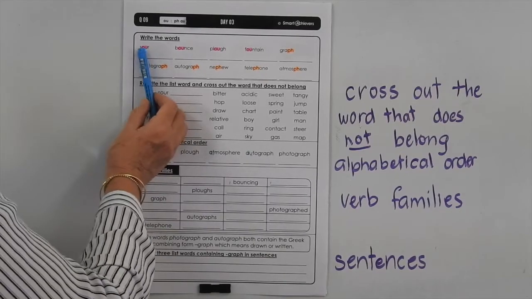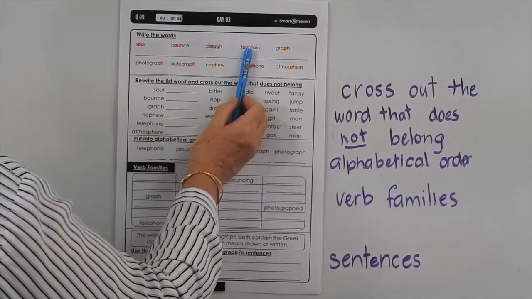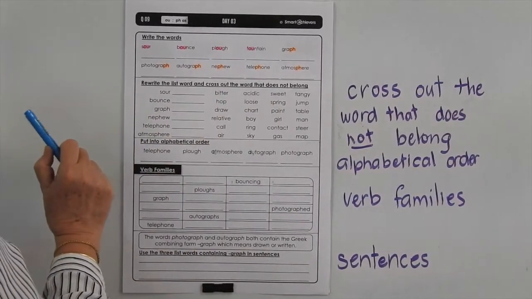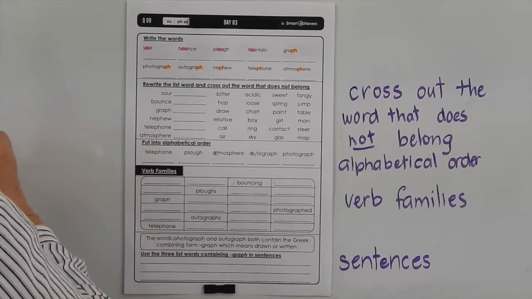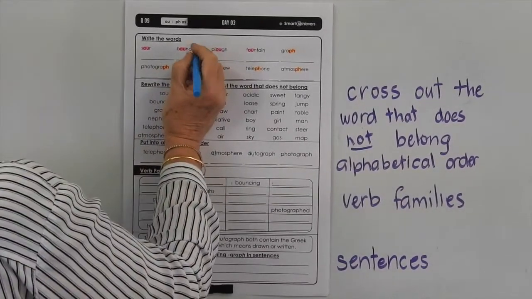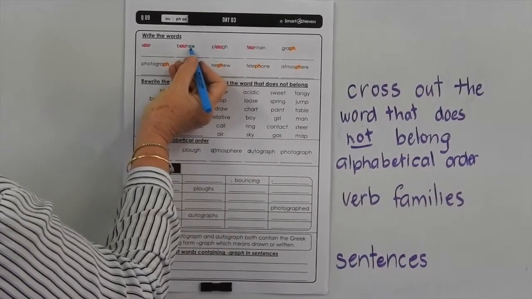In these words, the OU is making the owl sound as in sour, bounce, plough and fountain. You have learnt this sound before and this representation of it, but these words are a little bit harder. So in bounce, you've also got to look at the CE at the end of a word commonly makes that sound.